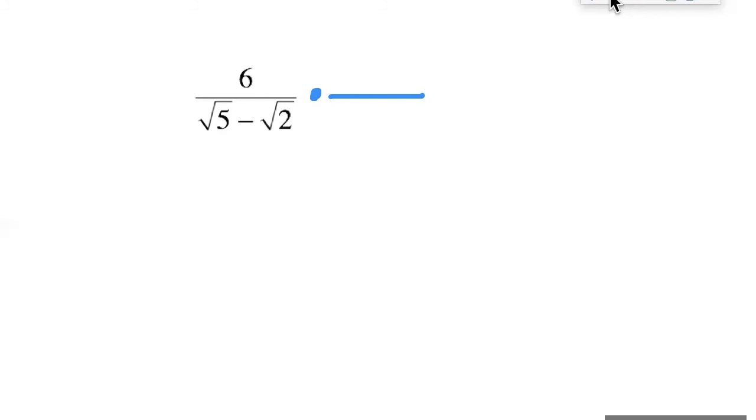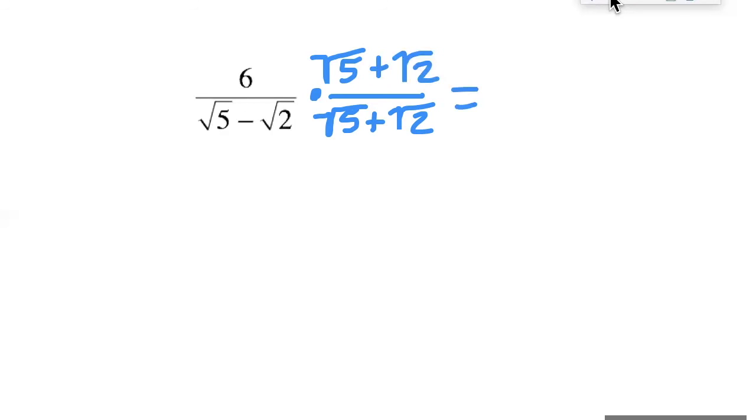So we use the conjugate of this denominator, which would be the same first term and the opposite second term. And we want to make this a form of 1. So what happens then is we know that we square the first term, which is 5, and we do the opposite of the square of the second term, which is minus 2, and we get 3. So the denominator is going to be 3 with this multiplying by this form of 1.